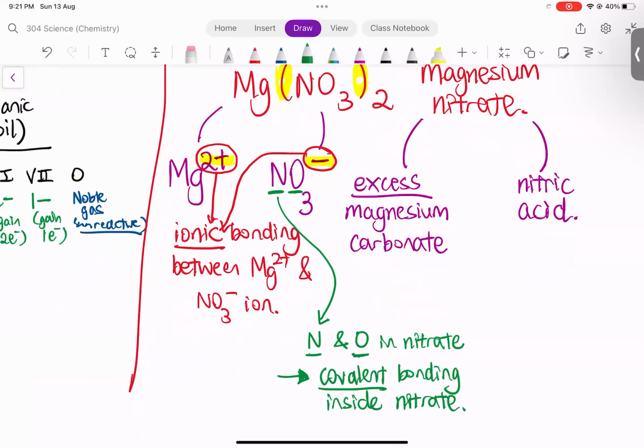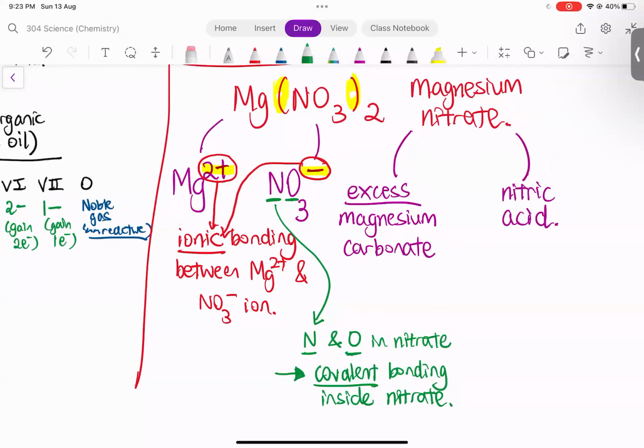And that's why we say that magnesium nitrate contains ionic bonds as well as covalent bonds. The ionic bonds are between the 2 ions. The covalent bonds are inside the nitrate between the N and the O. All right. So this concludes our study of bonding. I hope that this has been useful for you. Remember all the tips that we went through today, hopefully it'll be useful for your prelims as well.